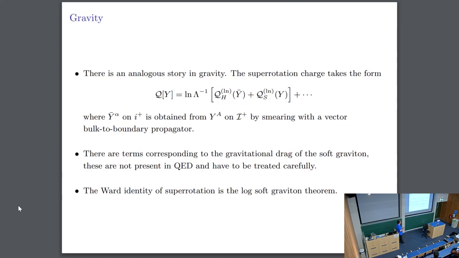Now that was for QED. There's a similar story that runs in gravity. The superrotation charge takes the following form. It is formally divergent. There's a divergent term that goes like log of the regulator. There's a new term that you don't see in QED that has to do with the gravitational drag of the soft graviton. So what happens is that the hard particles now pull back the soft graviton, and this gives you a new term that is very reminiscent of what you would expect from something like Shapiro time delay.